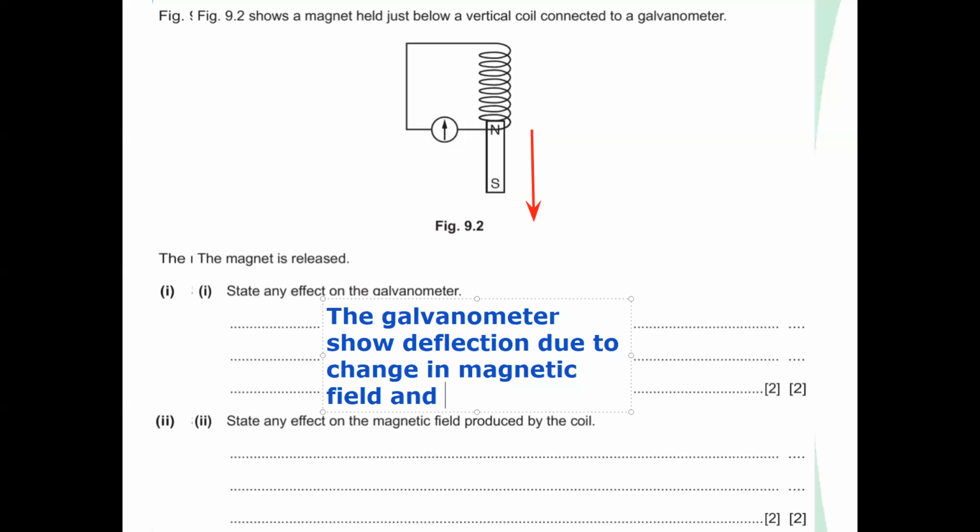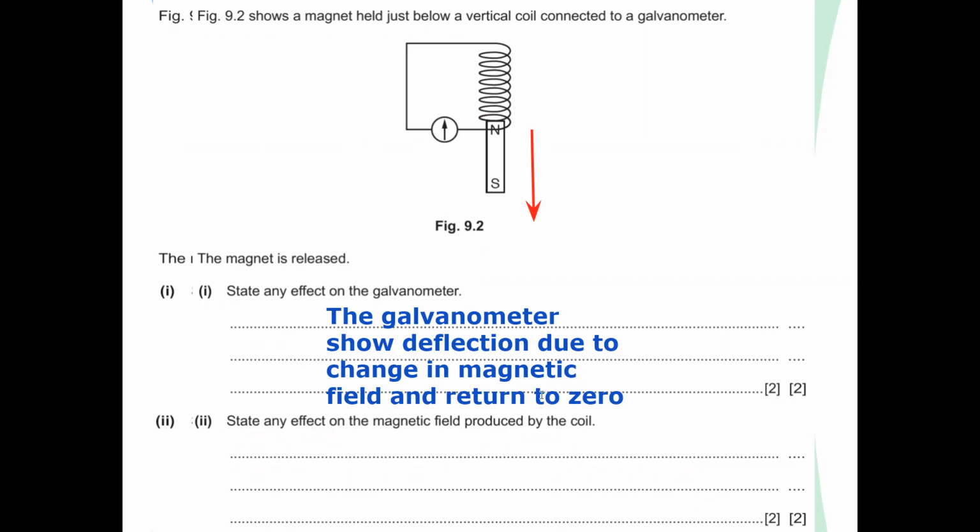And it will return to zero. Why will it return to zero? Because as the magnet is falling, it will move away from the solenoid. As the magnet gets too far from the solenoid, there will be no induced EMF. So there will be a deflection first, that's right, and the galvanometer will show zero as there is no magnetic field being cut. That's good, Basant.